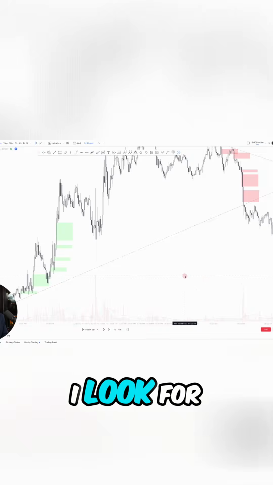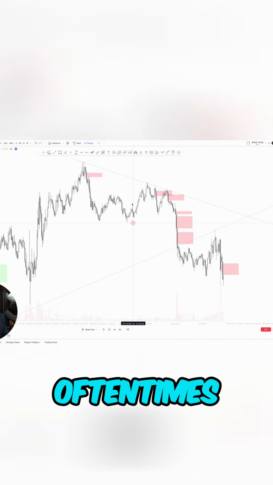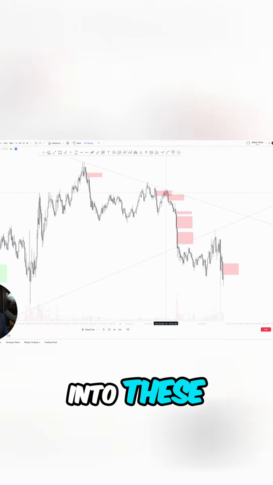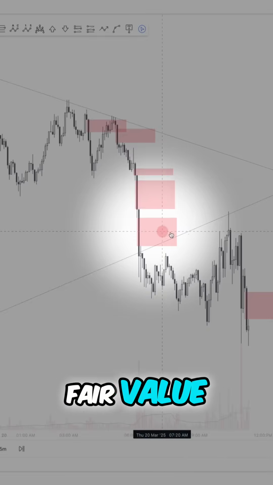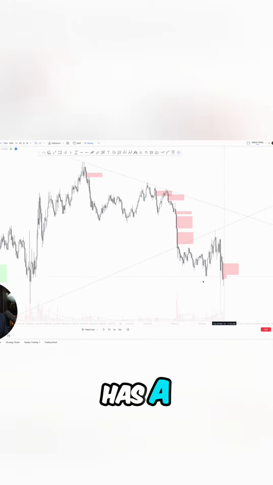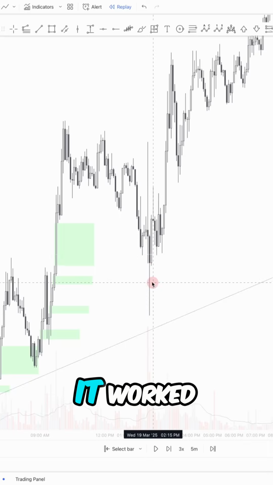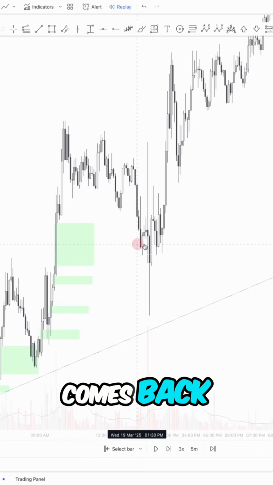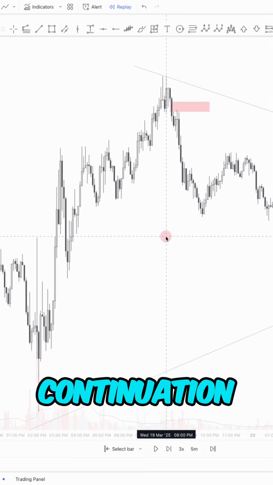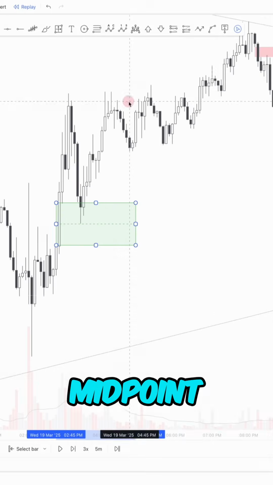But the reason that I look for them is because you can see oftentimes price will end up coming back into these and making big moves back in. Fair value gap right in here, price moves up, has a response off of it. Fair value gap produced here, price pulls back down, even though it wicked through this one like crazy, comes back down to the middle of that, has a continuation up. But here, price comes into the midpoint, has a continuation up.